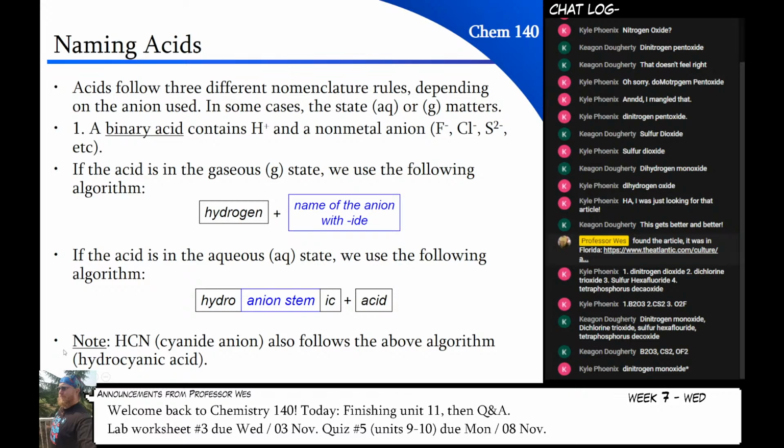All right. Now, you'll notice that up here I did this inclusion. That's because the cyanide anion also follows this algorithm, and its name is hydrocyanic acid. So just keep that in mind. If you see HCN on your exam, make sure that you name it using these rules.